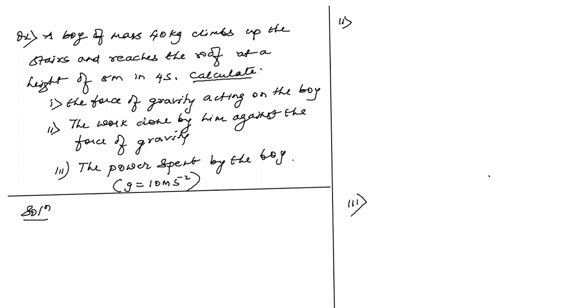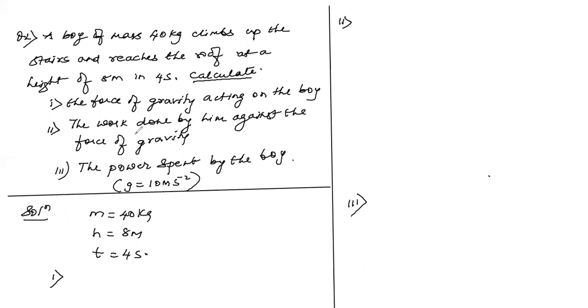So simple this sum is, children. First thing, write down what is given in short. So the boy of mass, M is 40 kg, it's an SI unit, no problem. He climbs up the stairs and reaches a roof at a height of 8 meters. This is the displacement upward. Now, the time taken for him is 4 seconds.